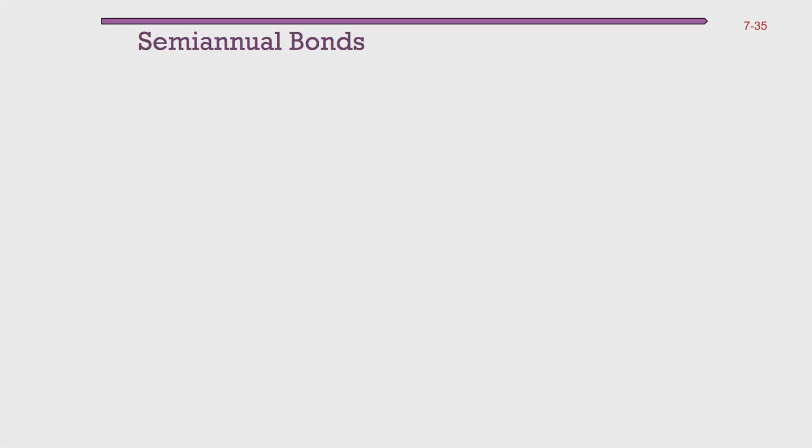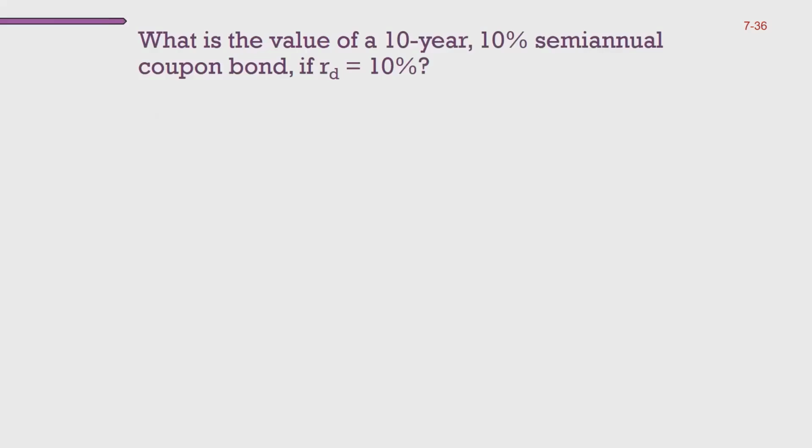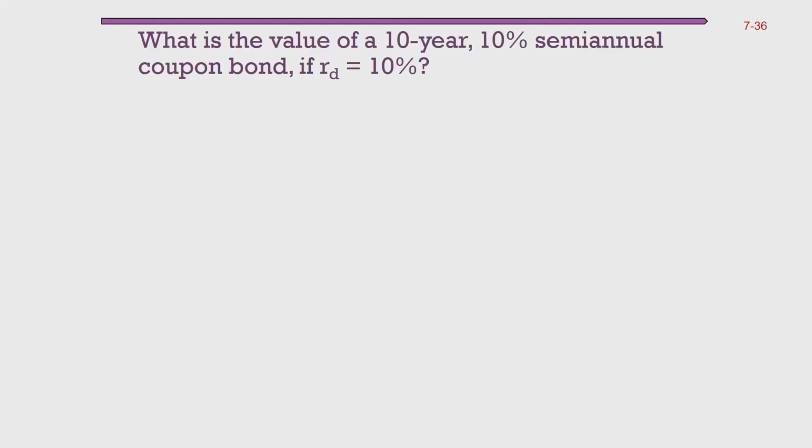To evaluate the semi-annual bonds, we must modify the valuation model. To do this, we have to multiply the years by 2, and then divide the nominal rate, the annual coupon rate, by 2. Well, let's take a look at this example to clarify things. What's the value of a 10-year, 10% semi-annual bond if the interest rate is 10%?